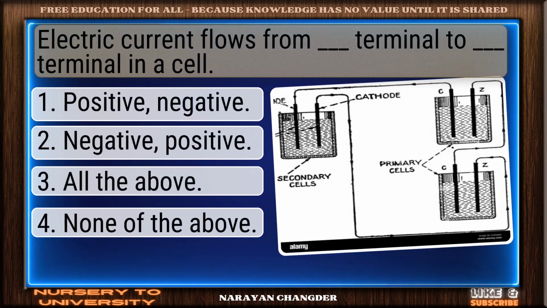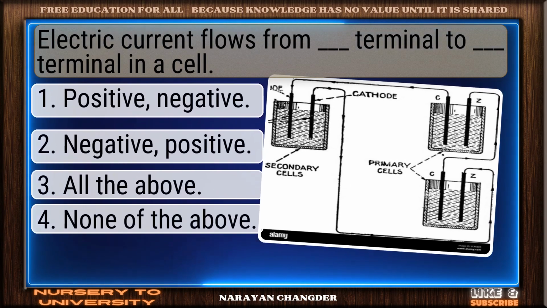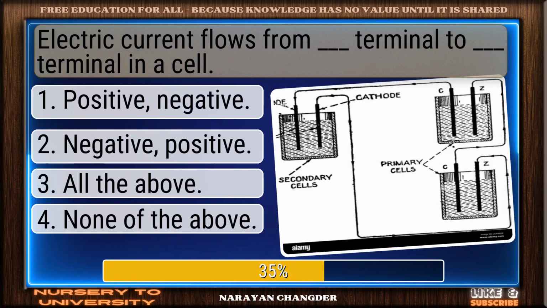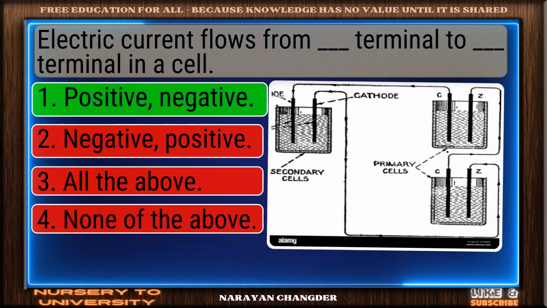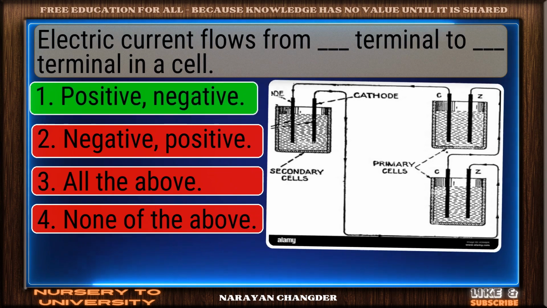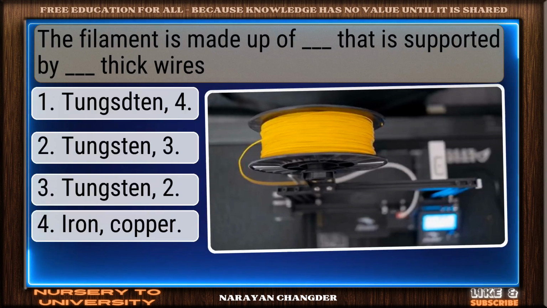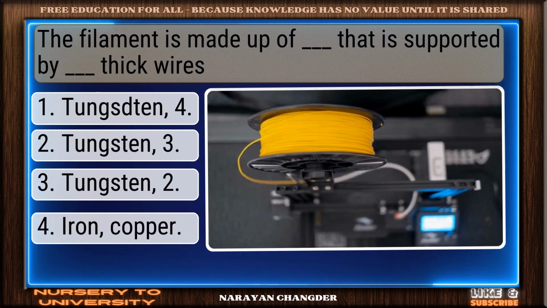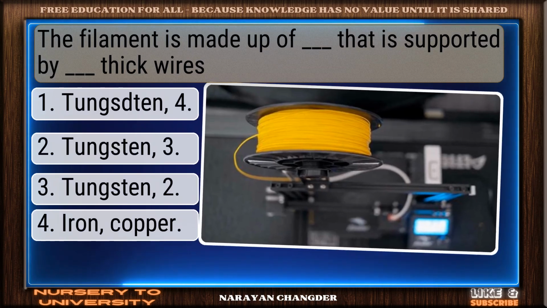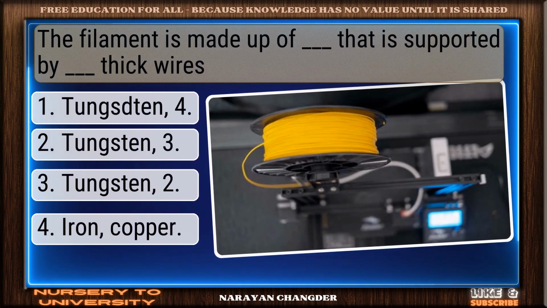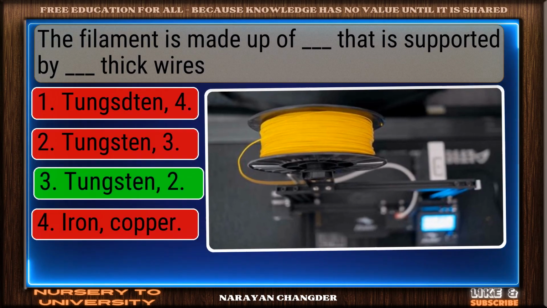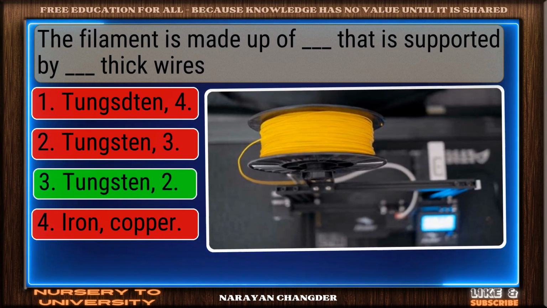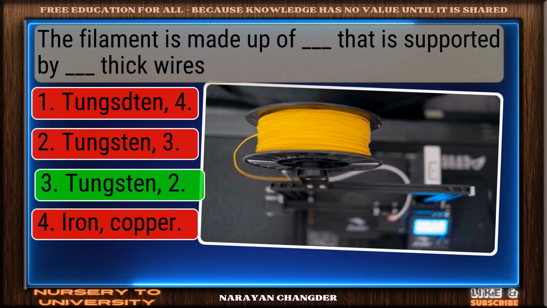Electric current flows from dash terminal to dash terminal in a cell. Exactly. Positive, negative makes sense, and it is the right choice. The filament is made up of dash. That is supported by dash thick wires. Good job. Your answer, tungsten, too works well here.